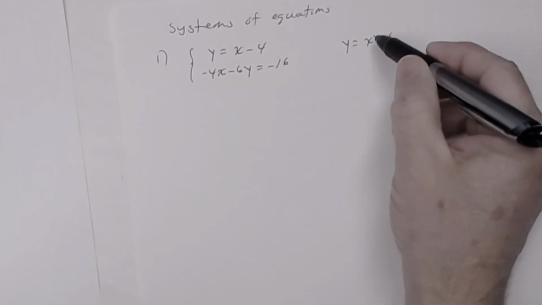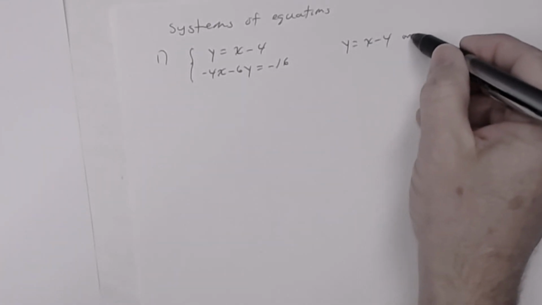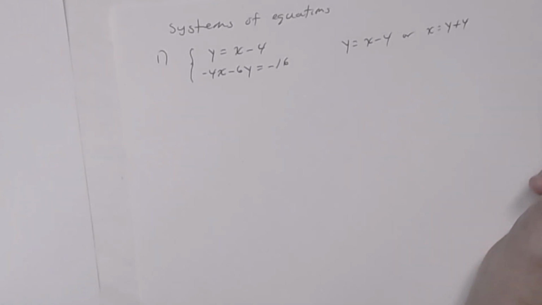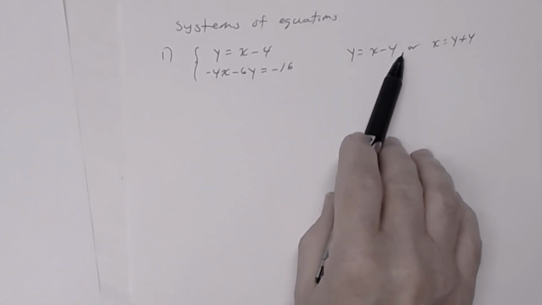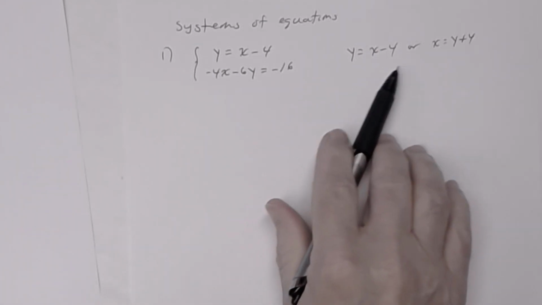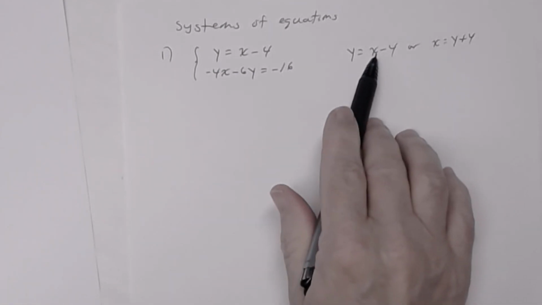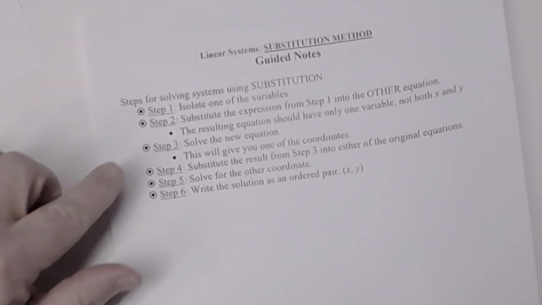And if I want to get x by itself, you would have said x equals y plus 4 instead. All right, it doesn't matter. I would have kept this one because y is already by itself. But regardless of which one of these you used, you would take whichever one and you would go to the second equation. So that's step number two.